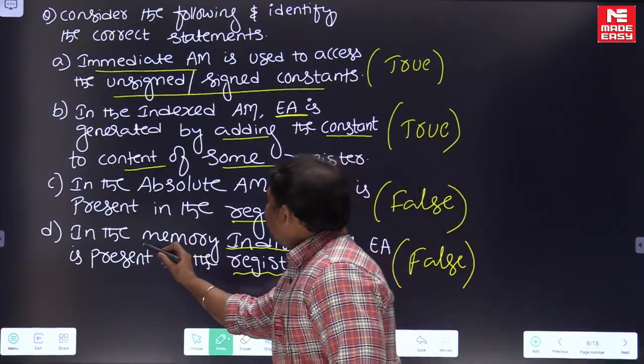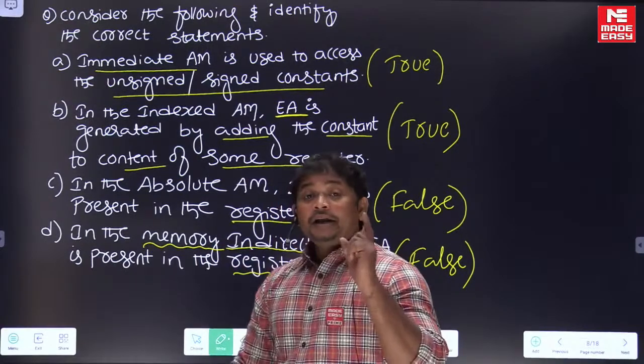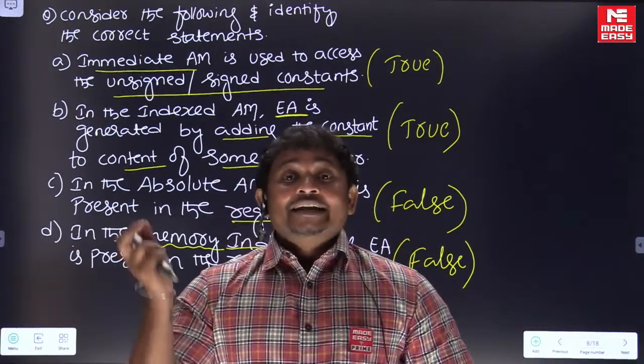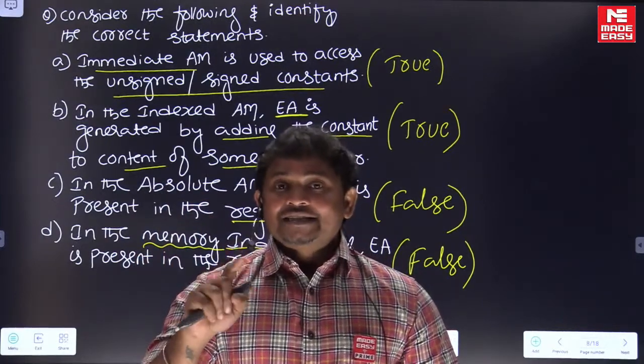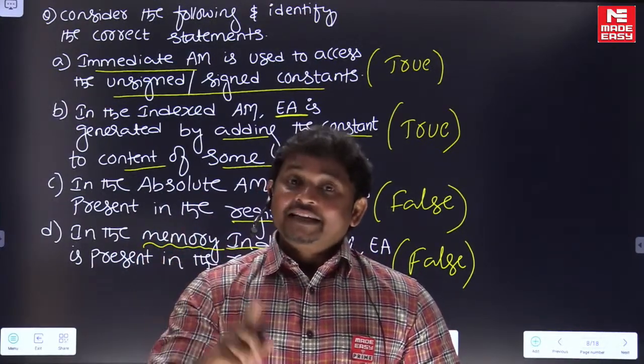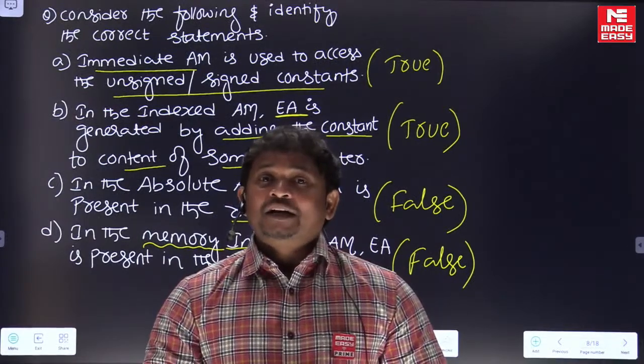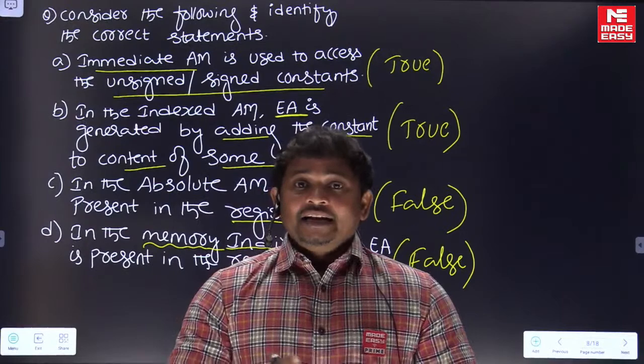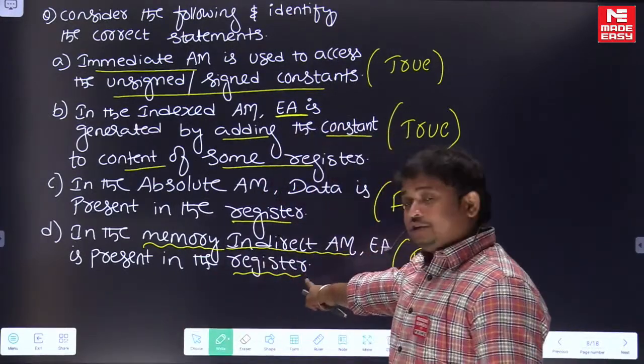This is memory indirect, right? See this? Memory indirect means the effective address is in the memory. Register indirect means the effective address is in the register. You know the difference between memory indirect and register indirect. That is the reason this statement is false.